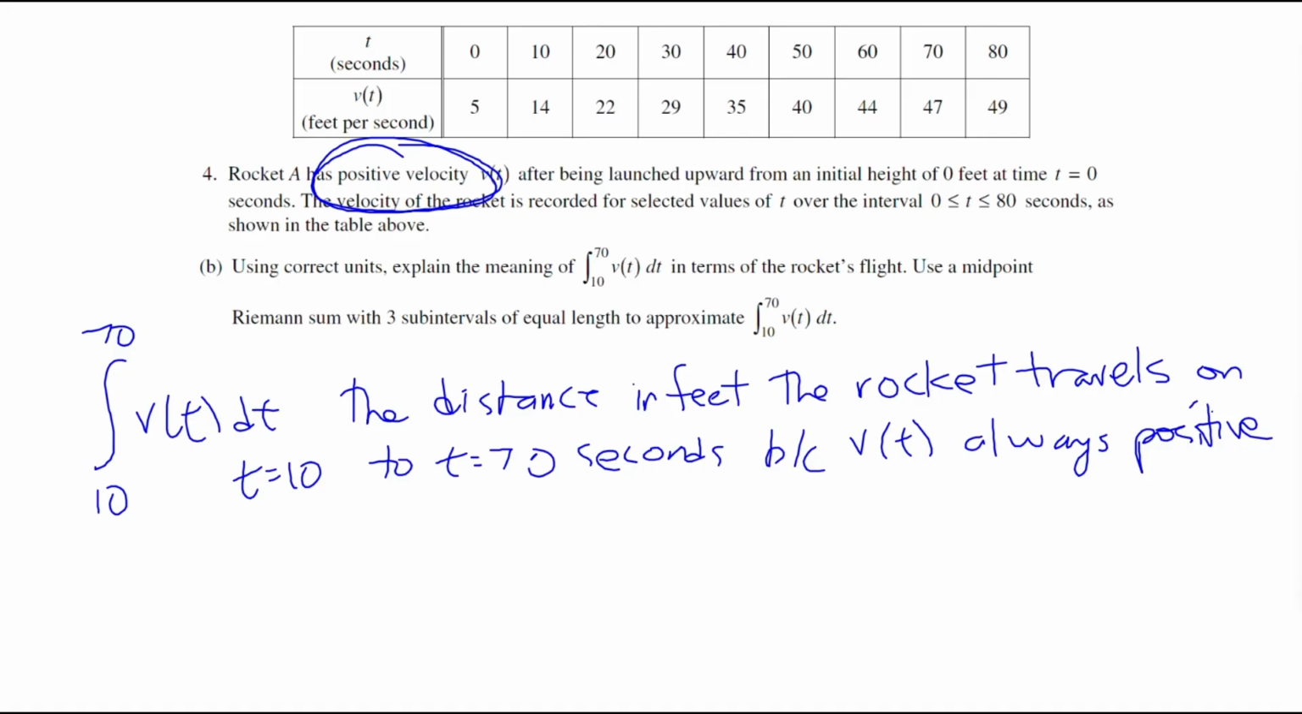And so then it says, use a midpoint Riemann sum with 3 intervals of equal length to approximate that. So 10 to 70 with 3 of equal length, that's going to be 10 to 30.